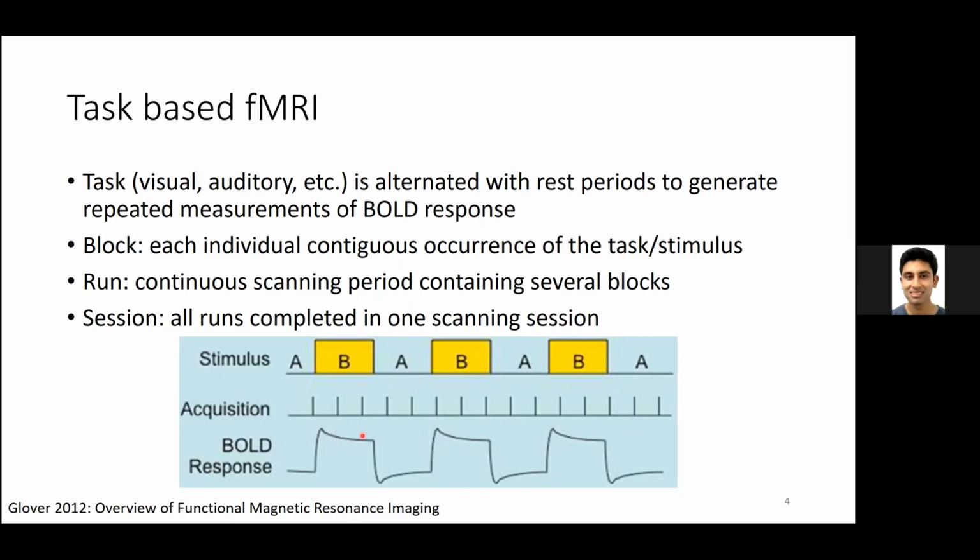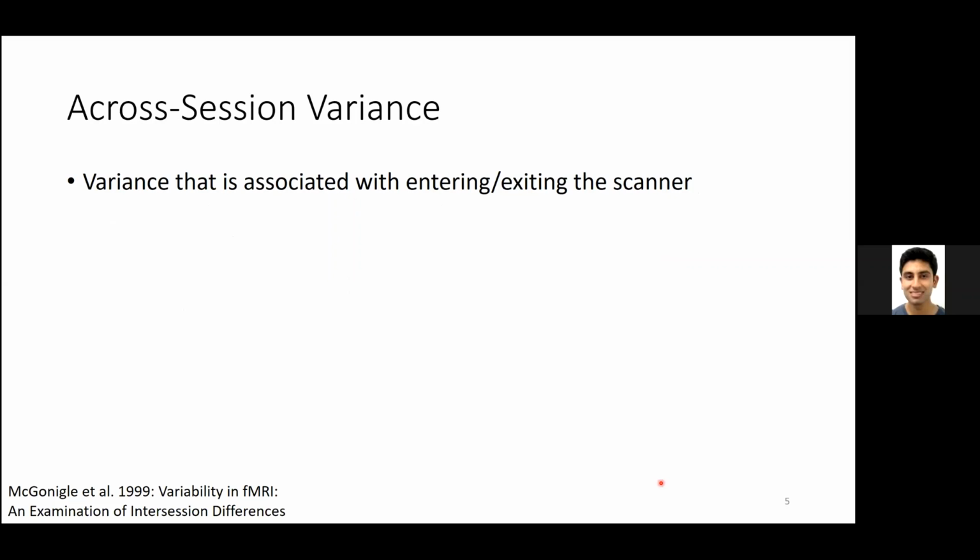So how much variance in signal do you get in this single contiguous occurrence of the task? Across run variance, so across this entire alternating section, how much variance do you see? And then across session variance, a session being when a patient enters and then finally exits the scanner. Let's start with the broadest one of those, which is across session variance.